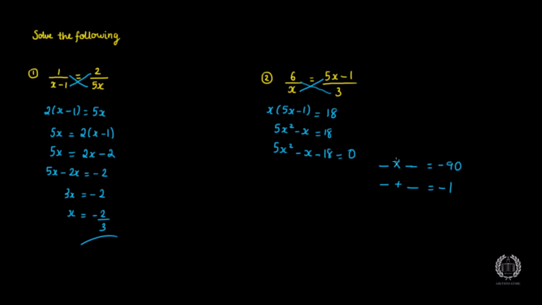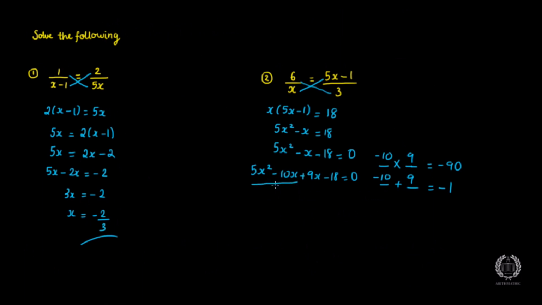Right, so for me to get my two numbers that multiply to give minus 90 and add to give minus 1, what would those two numbers be? This would be minus 10 and 9, because minus 10 times 9 gives me minus 90 and minus 10 plus 9 gives me minus 1. So if I'm going to factorize this, I bring the minus 10 here but add an x, so minus 10x, and then 9 and add an x as well. And then bring this minus 18 down, which equals 0.